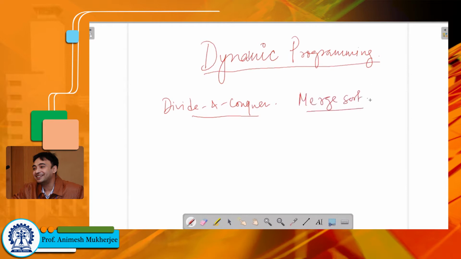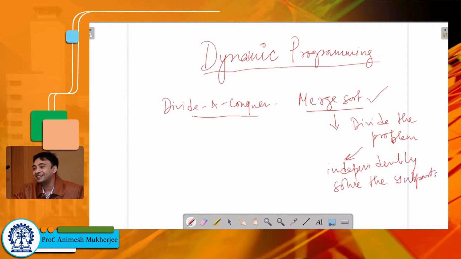Now in problems like merge sort, what you do is you divide the problem and then you independently solve the subparts. So no matter whatever are the entries of the left subpart and the right subpart, each subpart has to be sorted, and you cannot bypass sorting any one of the subparts. If you do not sort any one of the subparts, then you are not going to get the desired final sorted order.